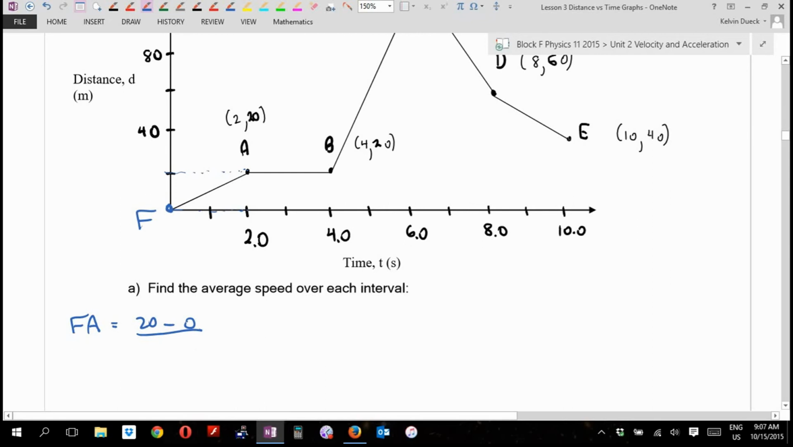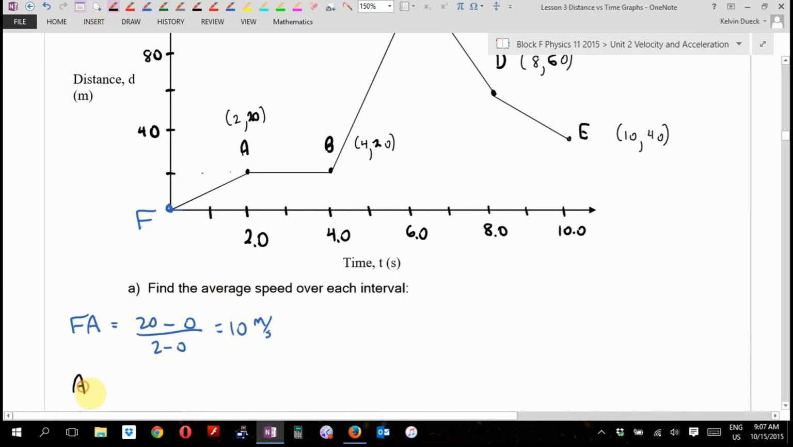And if you can do that in your head, great. I'm putting it in our notes just so we know what we did. What's the run? 2.0. In your head, without a calculator, please, can you go 20 minus 0 divided by 2 minus 0? What is the slope? What is the average speed? 10 meters a second.